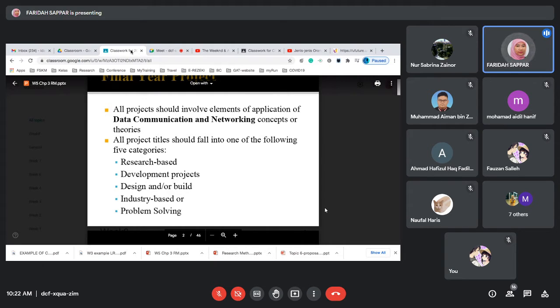Alright, dia kata all project title should fall into one of the following. So basically for the network datacom ataupun CTN ni kita based on the research base. So rasanya research base, rasanya tak ada siapa buat research base. Research base is basically usually the latest technology that is not being applied to any of the commercial punya environment lagi.